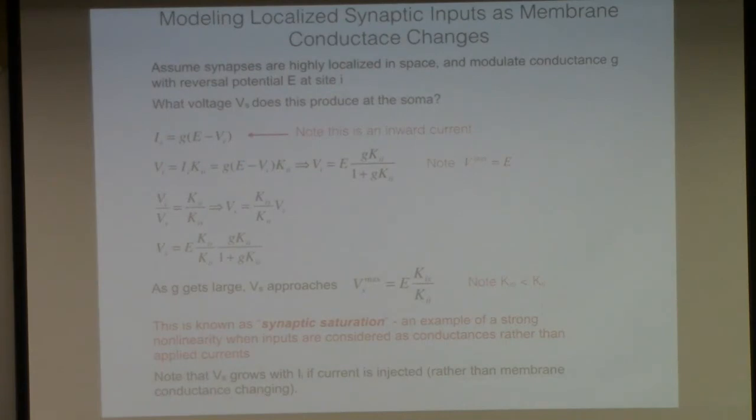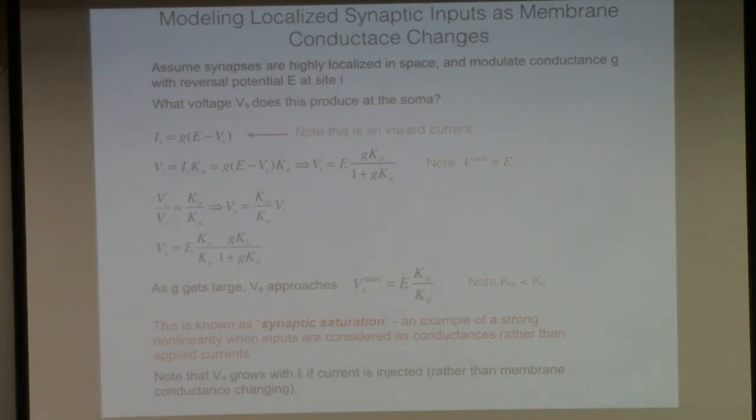Now this is different from the case of injecting current into a dendrite. If you inject current, the larger you make the current, the larger you make the voltage at the site of current injection. But when you're thinking of your input as a synaptic conductance change, you don't get that kind of linear relationship. Instead, you get a saturating nonlinear relationship between the applied conductance change and voltage. It's this relationship here. It's a sigmoidal function, because as G gets big, that expression goes to 1.